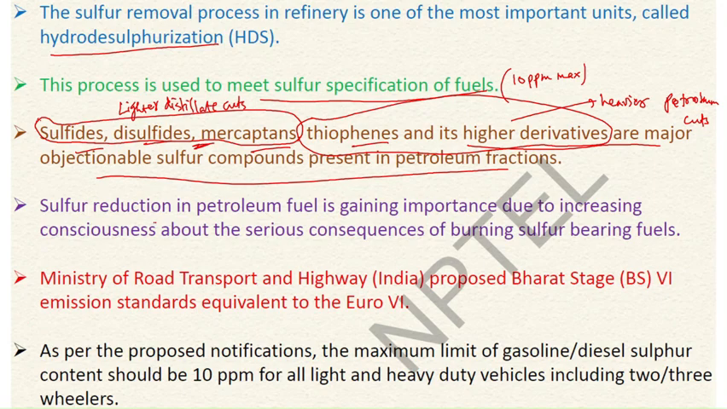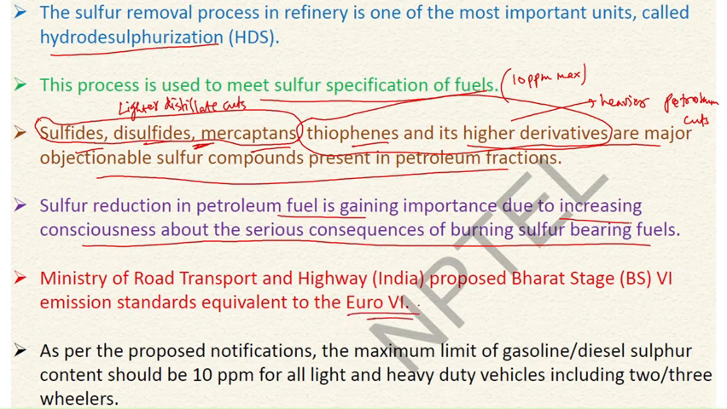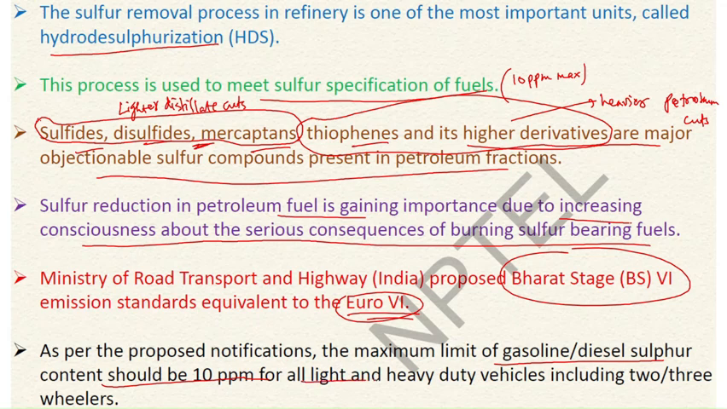So the sulfur reduction in petroleum fuel is gaining importance due to increasing consciousness about the serious consequences of burning sulfur bearing fuels. The Ministry of Road Transport and Highways proposed Bharat 6 emission standards equivalent to Euro 6. Euro 6 is used in Europe; similar to that, India has Bharat Stage 6, BS6. As per the proposed notifications, the maximum limit of gasoline and diesel sulfur content should be 10 ppm for all light and heavy duty vehicles, including two or three wheelers.